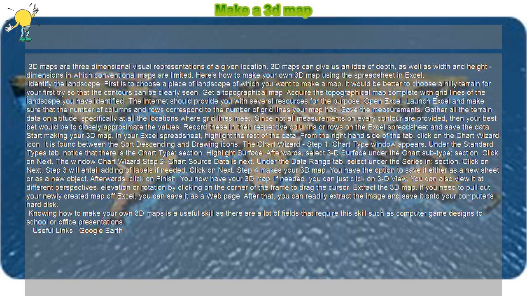Click on Next. Step 3 will entail adding of labels if needed. Click on Next. Step 4 makes your 3D map. You have the option to save it either as a new sheet or as a new object. Afterwards, click on Finish. You now have your 3D map.